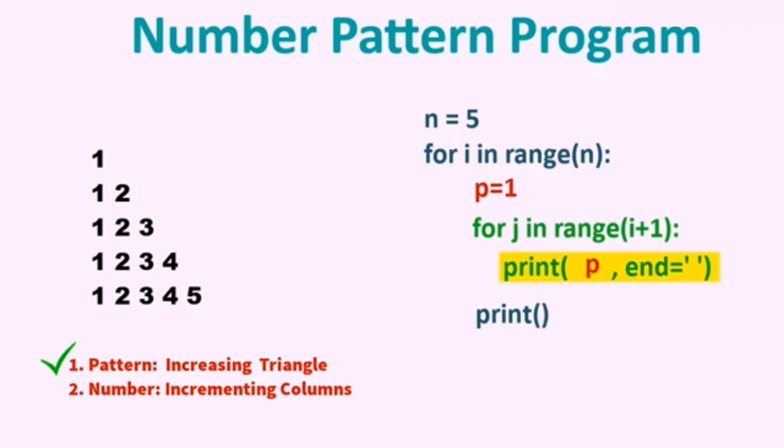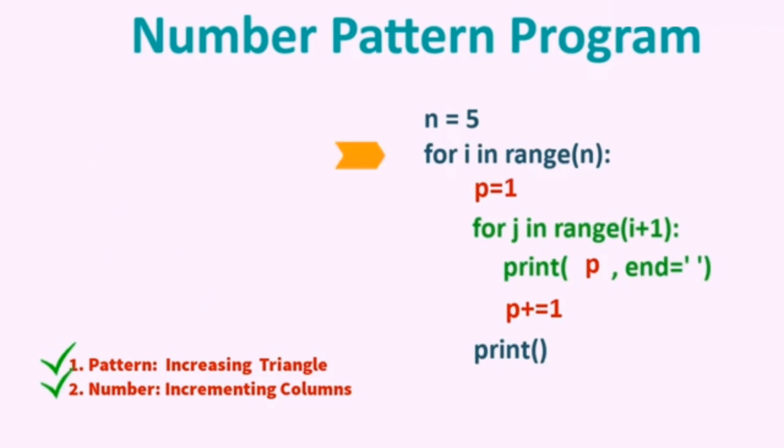We will print p instead of star. Since now columns are getting incremented, we will move our p plus is equal to 1 also inside the inner loop, which handles the column. So let's see how it will work. It will start with row 0, and i gets initialized to 0 the moment we enter the outer loop. We first initialize p to 1. It then enters the inner loop and prints p. However, the inner loop executes only one time, so the print statement is executed and we move to the next row with i is equal to 1.